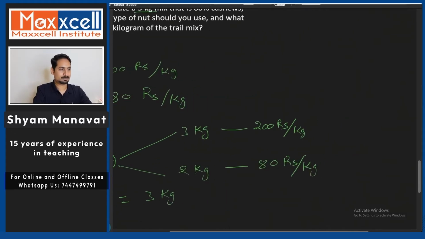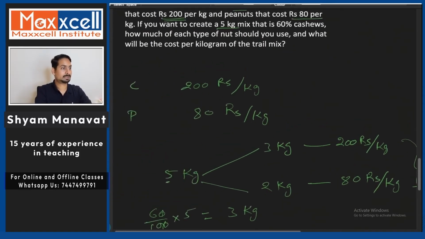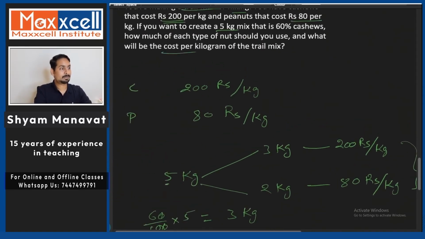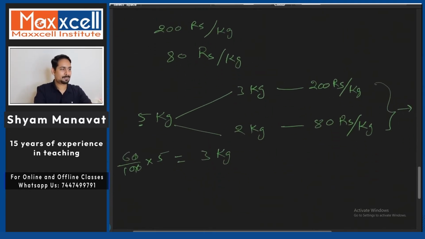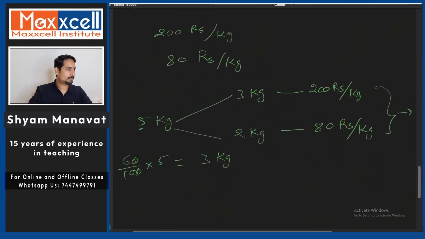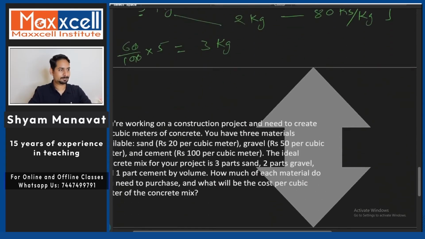If you mix both of them, what is the price of the mixture per kg? That's the question. What is the cost per kg of the trail mix? Okay, so what will you do? You will simply calculate total spending and divide by the total quantity you bought.